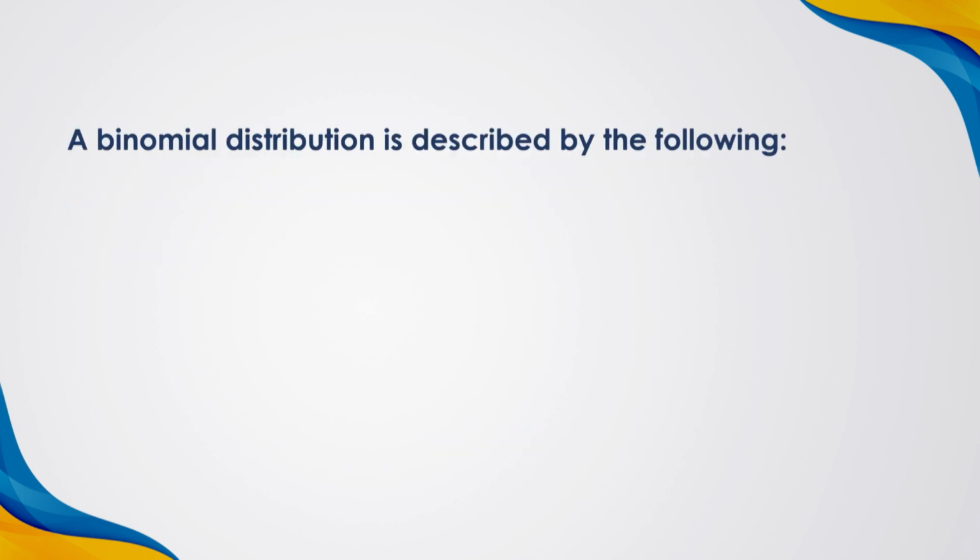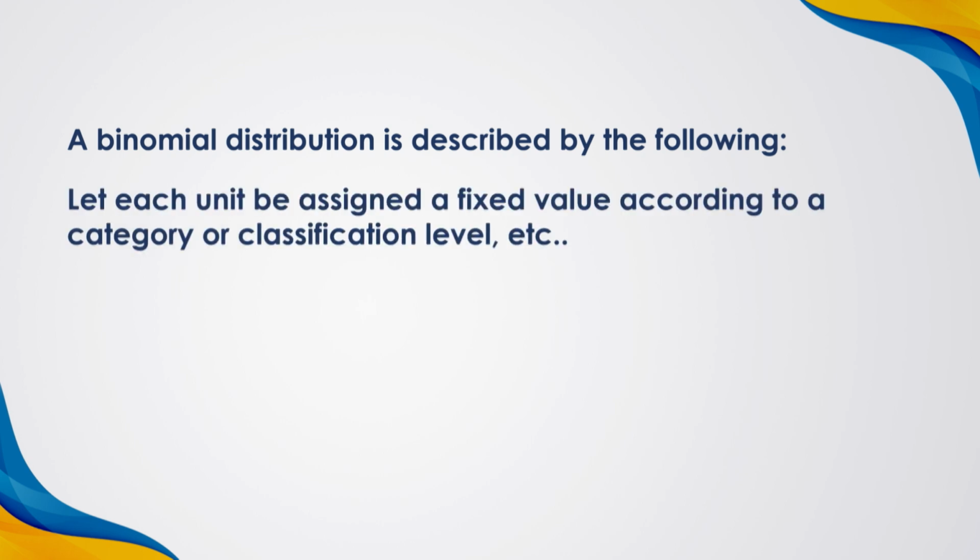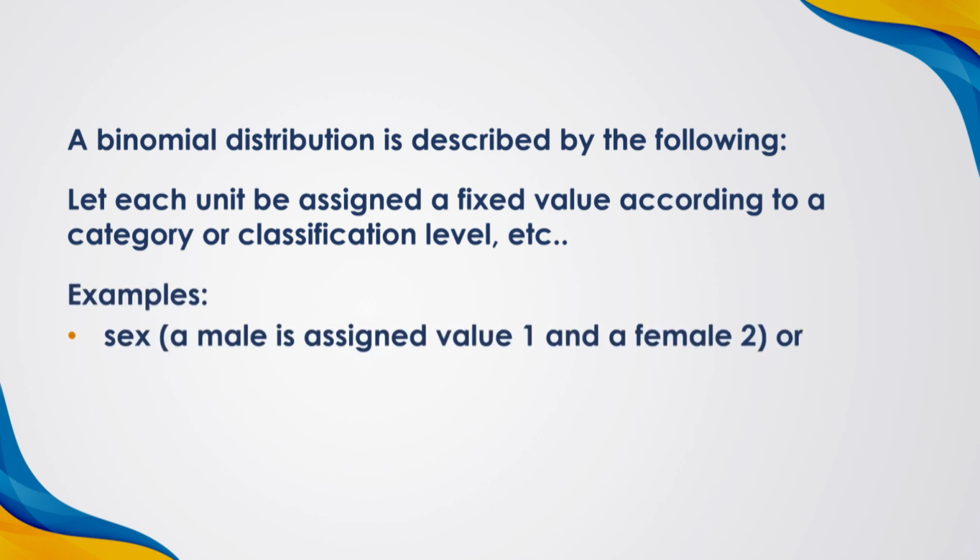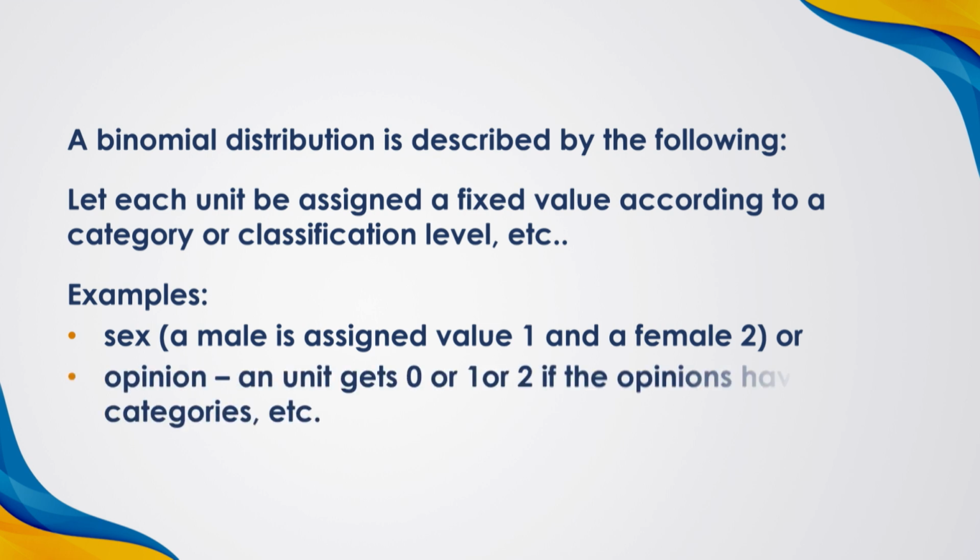A binomial distribution is described by the following: let each unit be assigned a fixed value according to a category or classification level, etc. Examples: sex is a factor in which a male is assigned a value 1 and a female is assigned a value 2. Opinion: a unit gets 0 or 1 or 2 if the opinions have 3 categories.